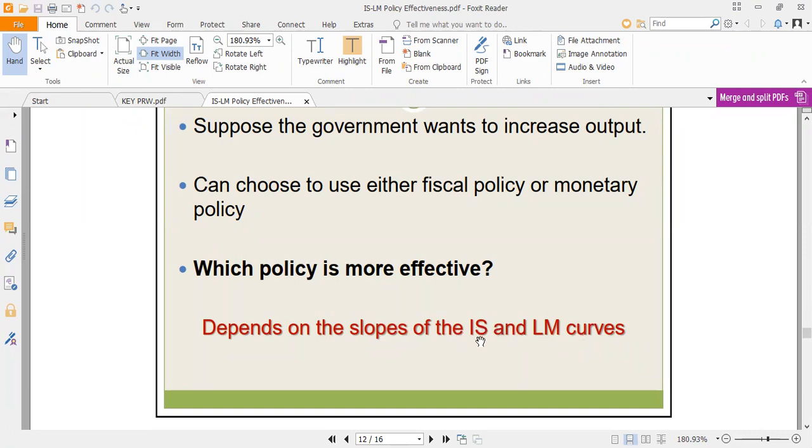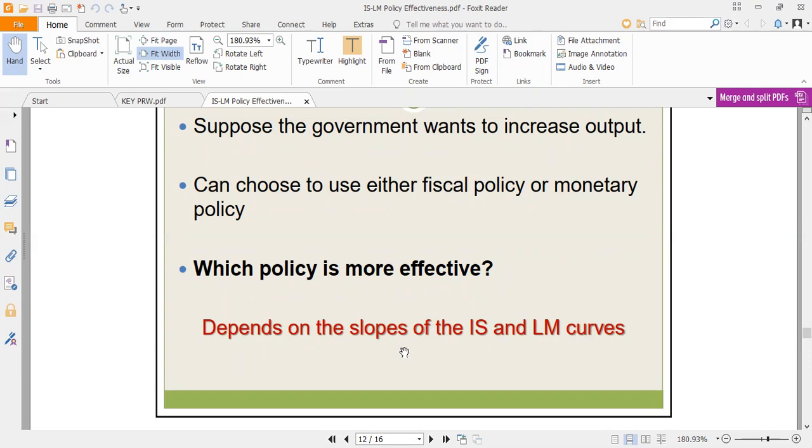For the IS curve, it depends on the interest elasticity of investment. If investment is interest inelastic, it makes the IS curve steep. And when it's steep, fiscal policy is good. Why is it so? When investment is interest inelastic, it reduces the crowding out because investment doesn't really respond to interest rates.